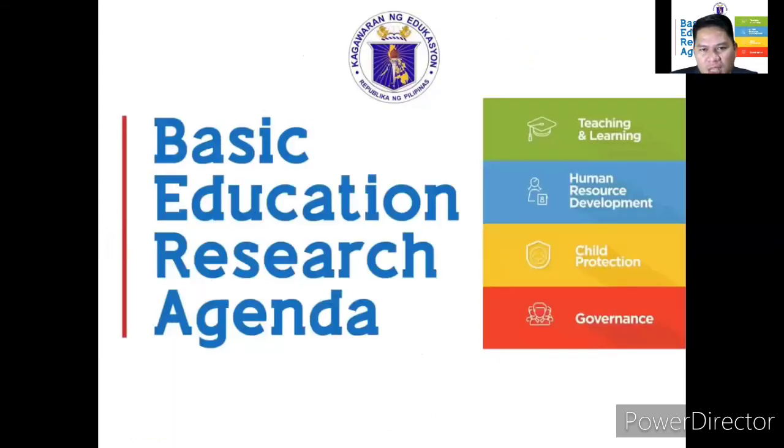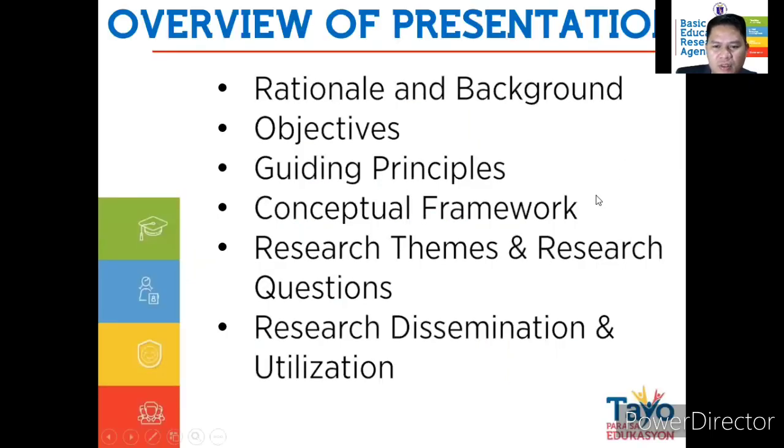In this action research, we are going to find some research questions and research themes. What are to be included, the things that we are going to follow: teaching and learning, human resource development, child protection, and governance. For the overview of the presentation, we have the rationale and background, the objectives, the guiding principles, the conceptual framework, research themes and research questions, research dissemination, and utilization.